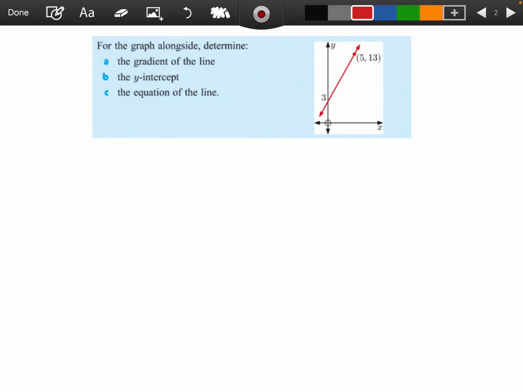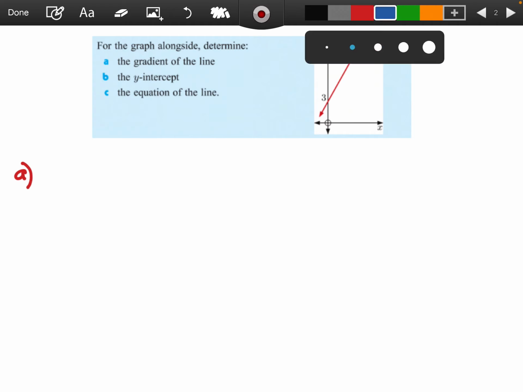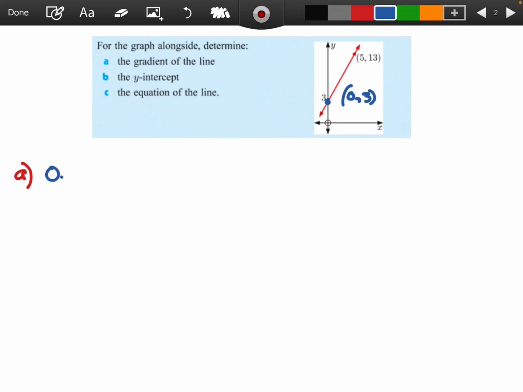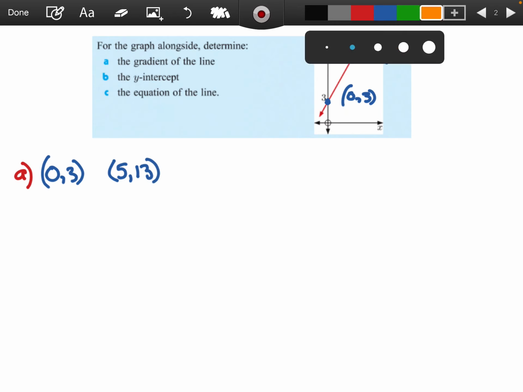So we've got a graph given to us, and this question breaks it down into 3 parts. The first part asks us to find the gradient. In order to find the gradient, we need to know 2 points. This point on the graph, this y-intercept of 3, the coordinates of that point are 0, 3. So that's going to be point 1, 0, 3. And the other point that's given is 5, 13. So from the graph up here, we have 5, 13. Using the y-intercept to translate into a set of coordinates, we now have 2 points to work with.